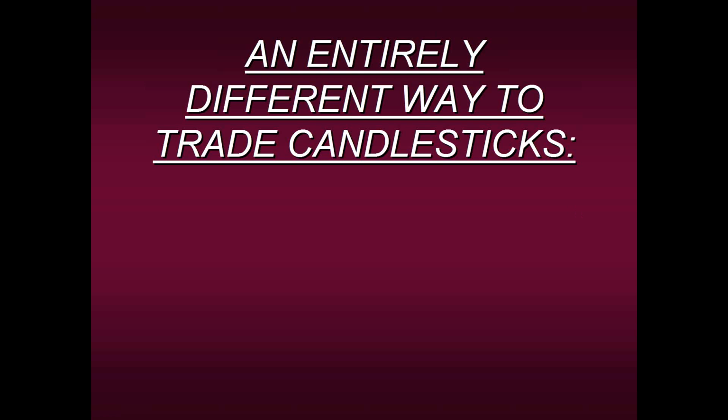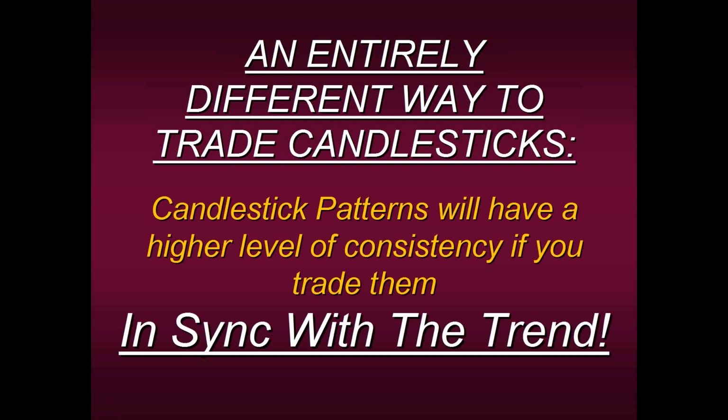When you have a strong uptrend, what you're looking for is a reversal candlestick pattern so that you can sell. When you have a strong downtrend, you're looking for a reversal pattern or some type of bottoming candlestick pattern so that you can buy. Here's what I learned from my mentors: candlestick patterns will actually have a higher level of consistency if you trade them in sync with the trend. This goes entirely against what we've all been taught. We were taught they're supposed to be reversal patterns, but in reality, you will have a higher level of consistency if you trade them with the trend as opposed to against the trend.